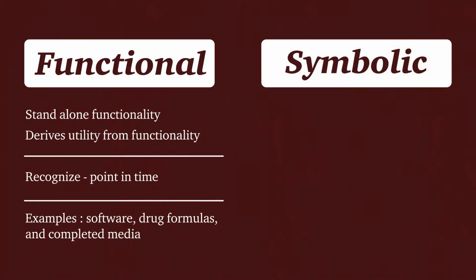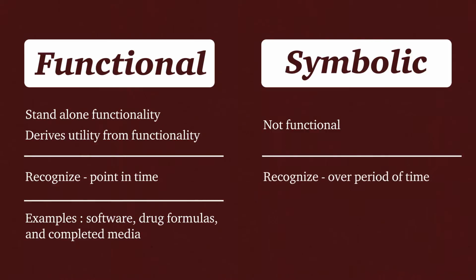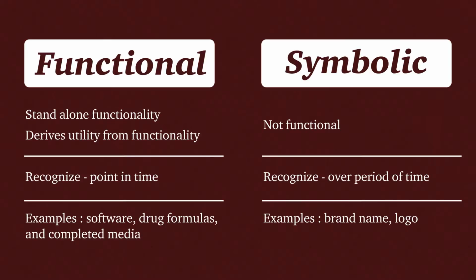Symbolic IP is anything that is not functional IP. Revenue from a license of symbolic IP is recognized over time using an appropriate measure of progress. Some common examples of symbolic IP include brand names and logos.